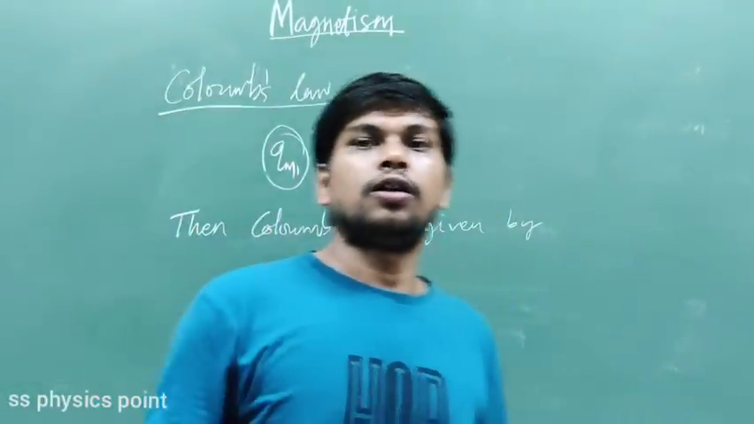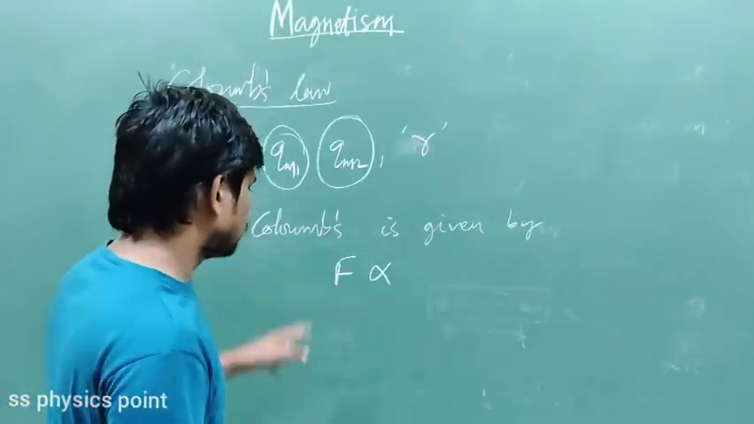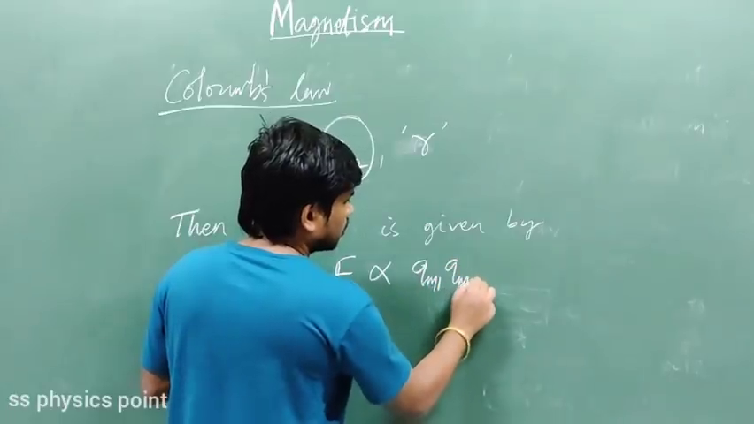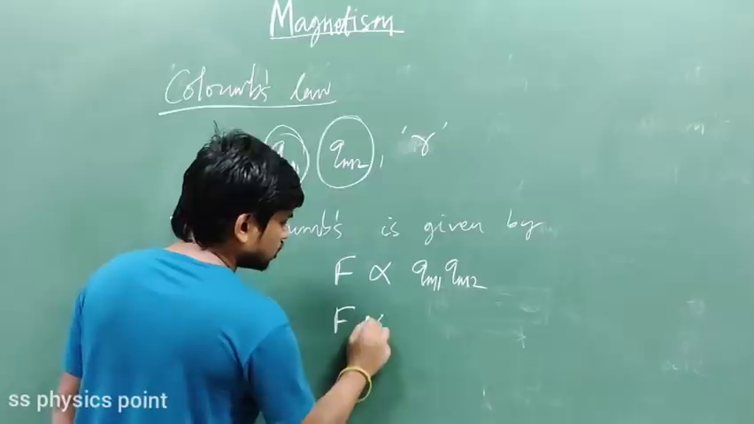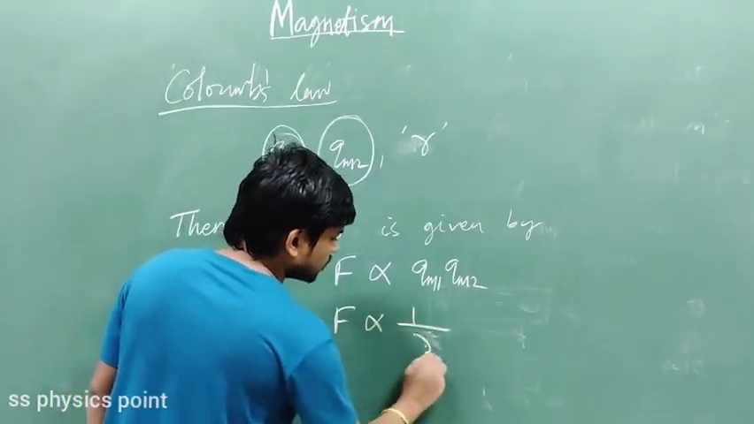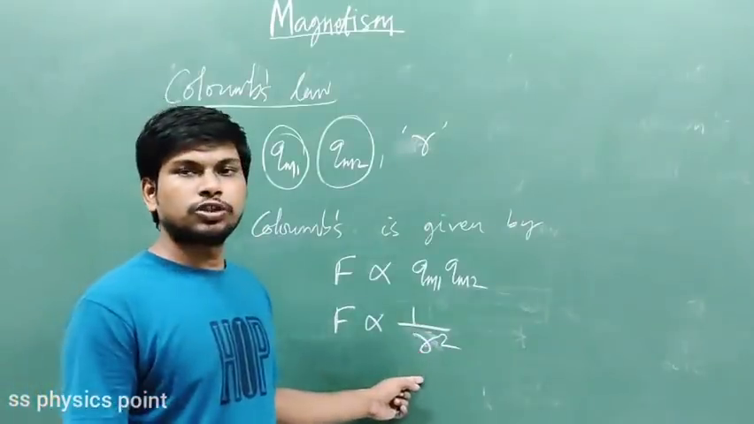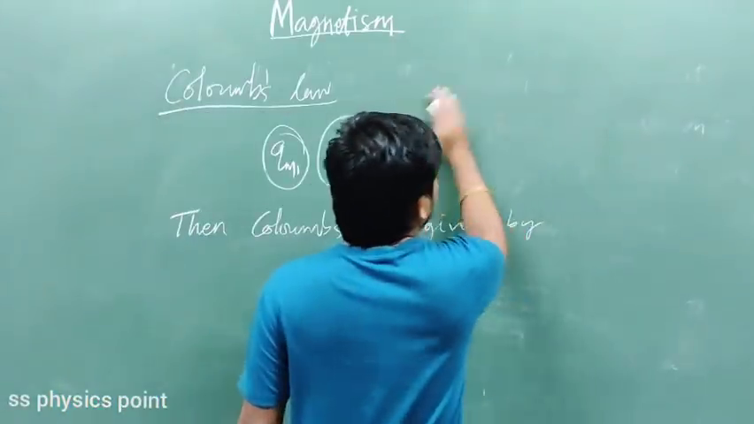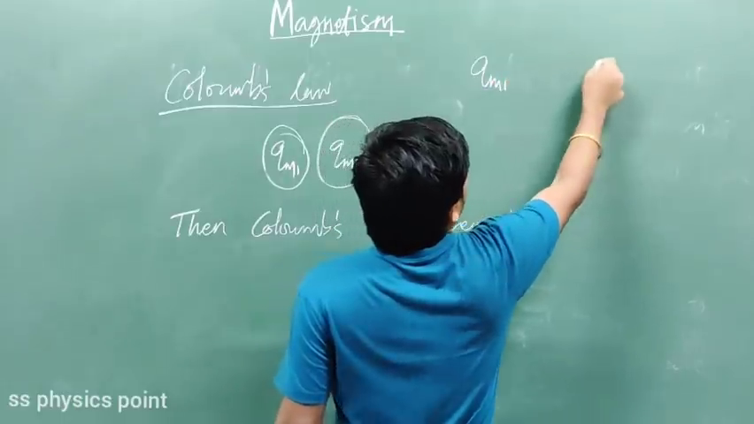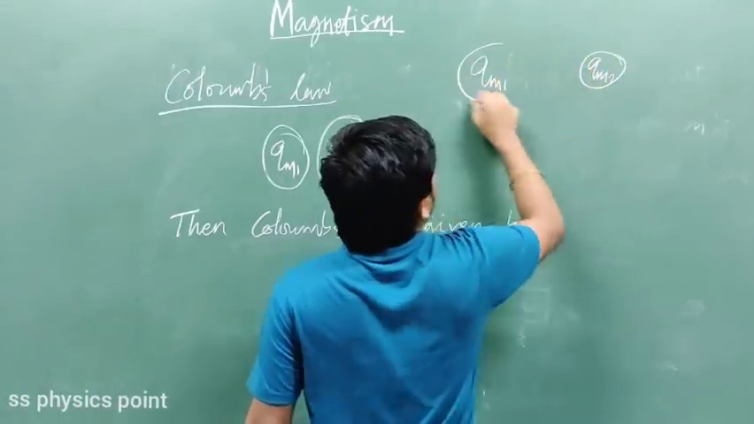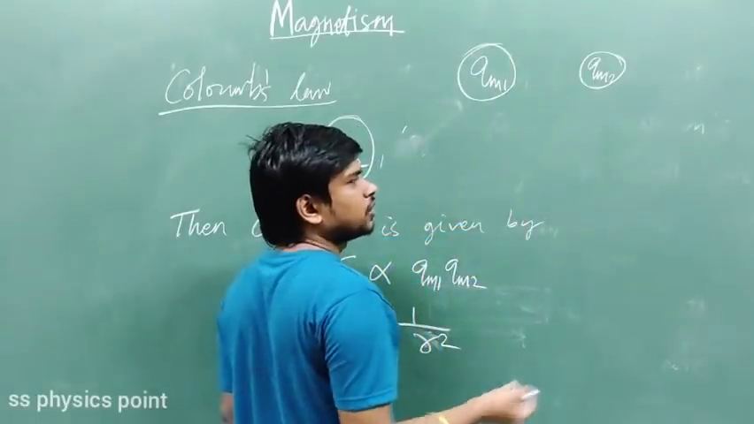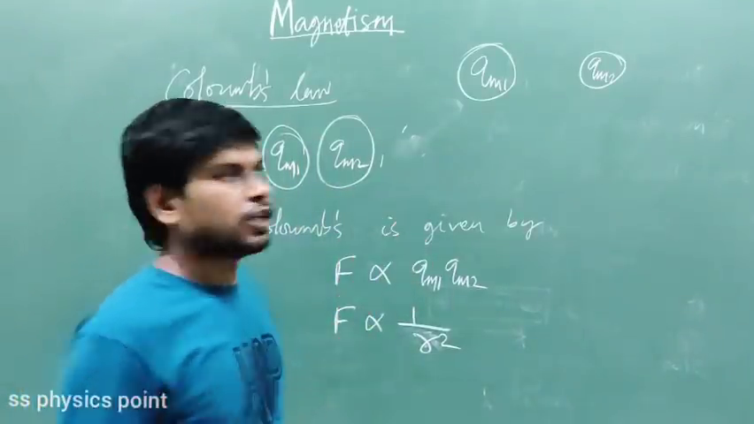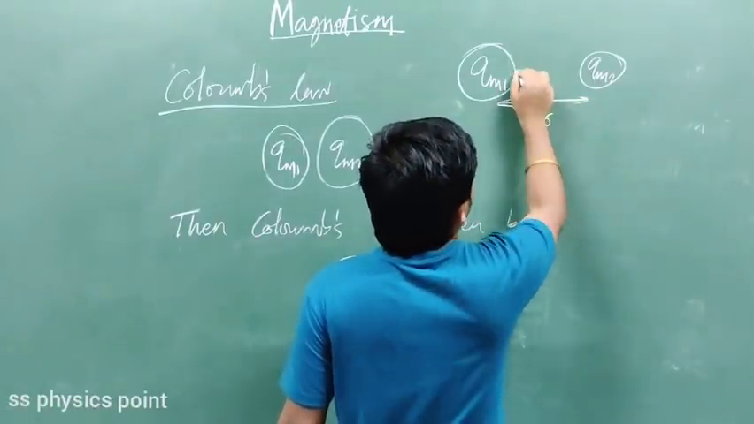It is similar to Coulomb's law in electrostatics. So the force is directly proportional to the product of the pole strengths QM1 and QM2. Force is inversely proportional to the square of the distance between the two poles. Just draw the figure. QM1 and this is QM2. These are two poles of two magnets or the same magnet. The distance between them, suppose this distance is R.